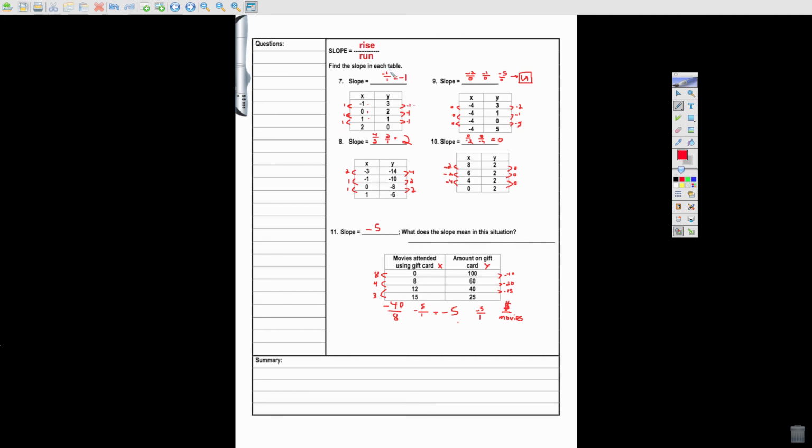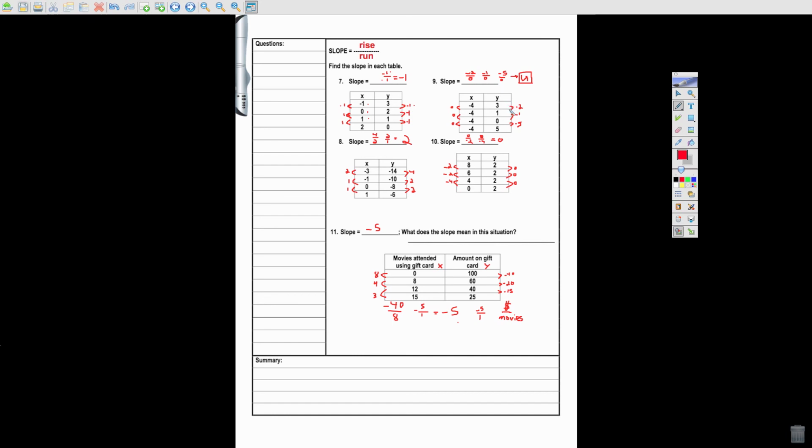So this one went down 1. So that's on top. There's your -1. And it went over 1, and it goes on bottom, over 1. So your slope would be -1. Number 8, again, it's y. This went down 4. So 4 is on top. And then went over 2. So it's 4 over 2, which reduces down to 2 over 1, which equals 2.